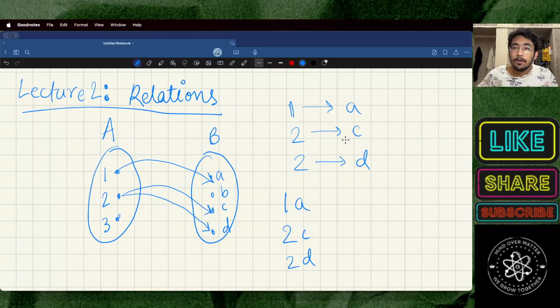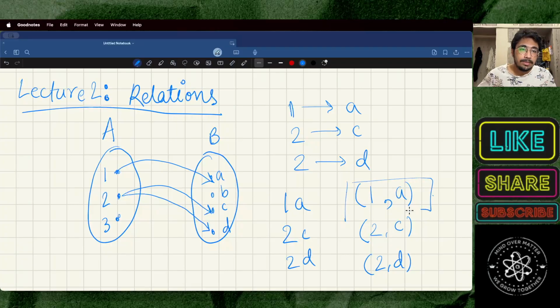But I'm following the most used notation in literature, that is using a bracket and a comma. When I write 1 and a within brackets with a comma between them, that means 1 is related to a, and like that 2 is related to c and 2 is related to d. So I will be using particularly this type of notation.